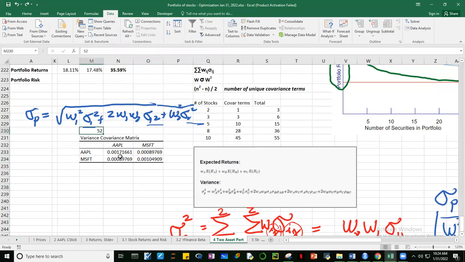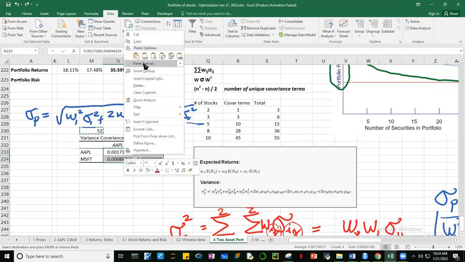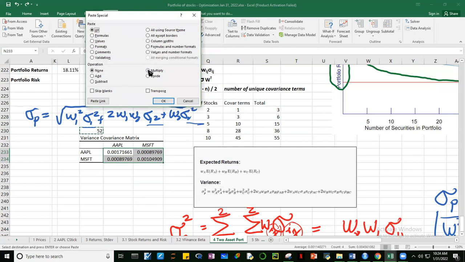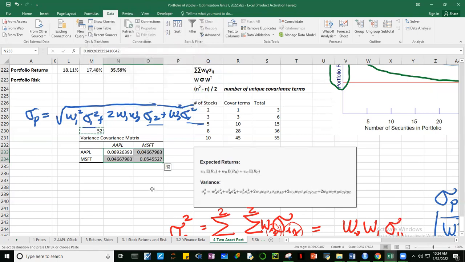So I'm going to copy this to these cells. Control C. Okay. Highlight ko dito. Paste special. Multiply. Okay. So what I'm telling Excel is to multiply all of this by 52 para ma-annualize natin yung variance. Okay? All right, okay.